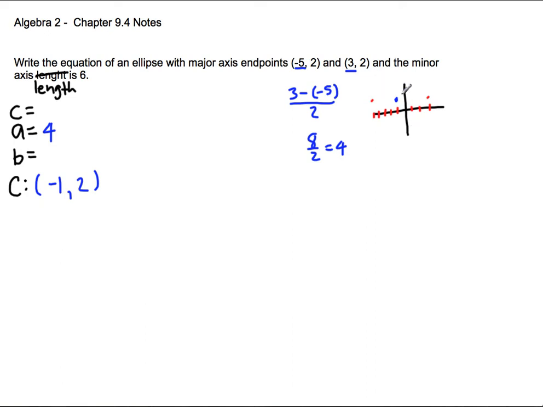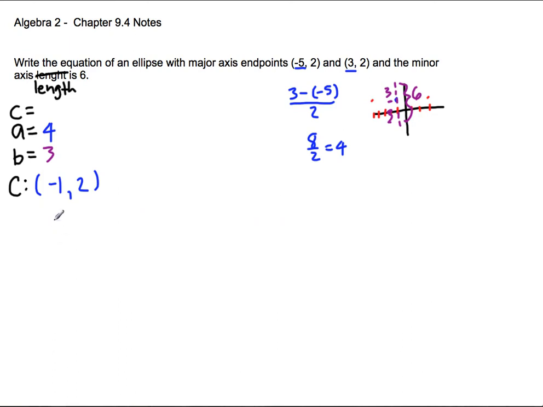Well, remember, the whole length of the minor axis is going to be 6 units long. So that means it's got to be the same number of units on top as it is on bottom. If this whole length is 6, then the halfway point has to be 3 up and 3 down. So if we're 3 on the top and 3 on the bottom to my vertices, then my b value has to be 3. And now I can write the equation.